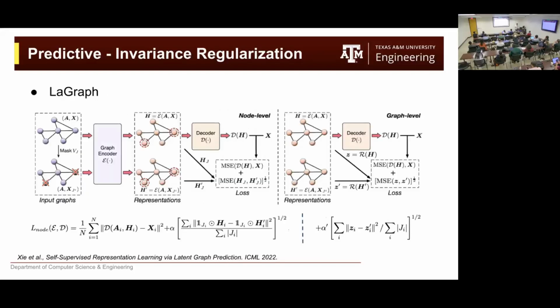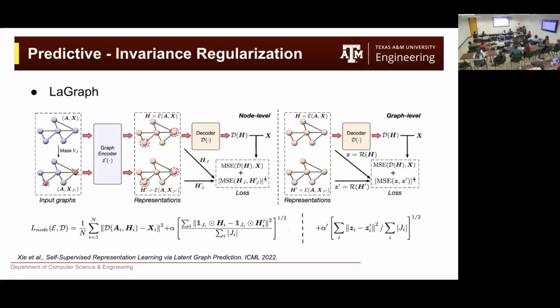And there's another recent work by us, called LaGraph. Basically, its objective includes two terms. For this method, we input two versions of the graph to the GNN: the original version and another version where some nodes are masked. We input the two versions to the GNN and obtain two representations respectively. And the loss computation consists of two parts.